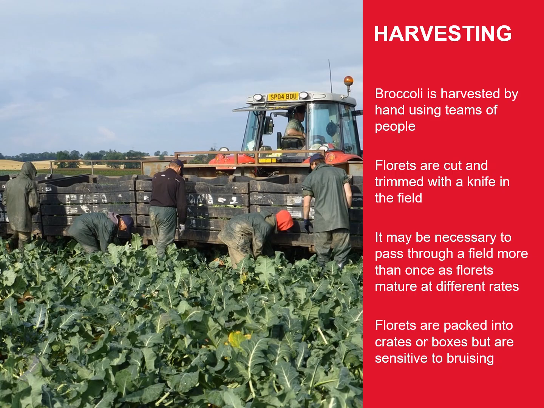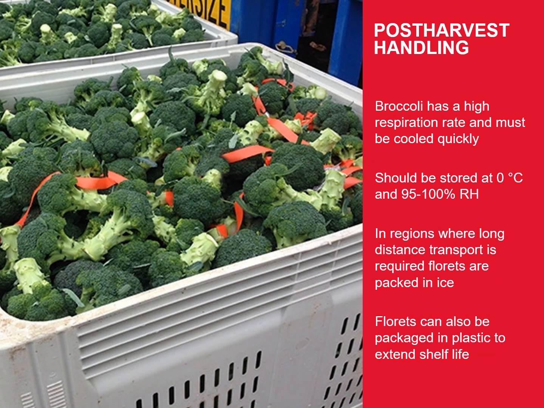So F1 hybrids have improved this. However, variations within the crop and within the field may mean that the heads don't all mature at the same time. So the florets are typically packed into wooden crates and boxes, but they can be sensitive to bruising during this process. And here's another slide of some broccoli in a crate awaiting processing.